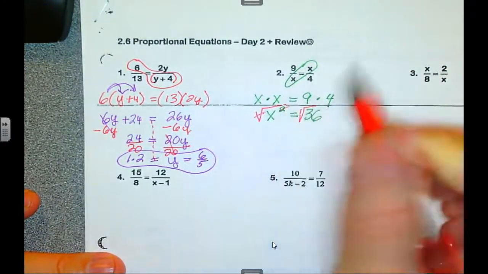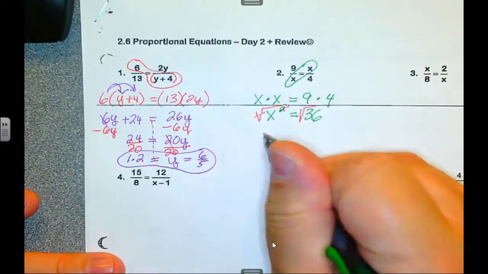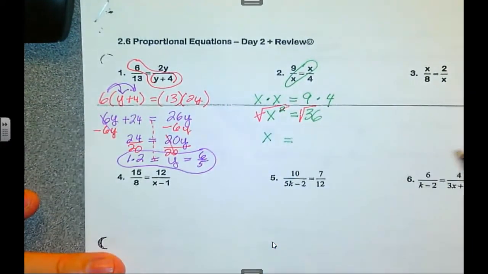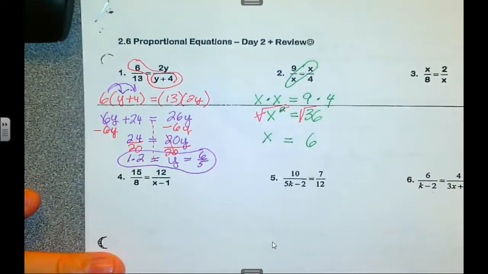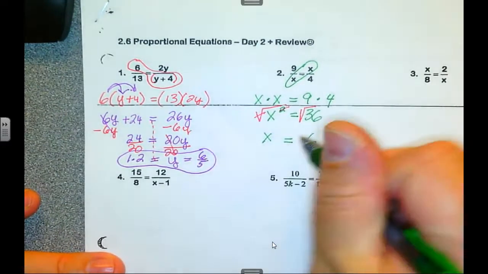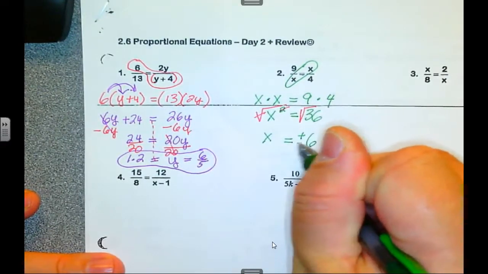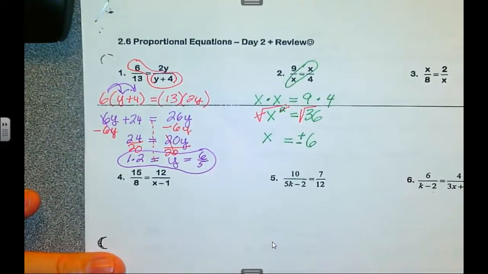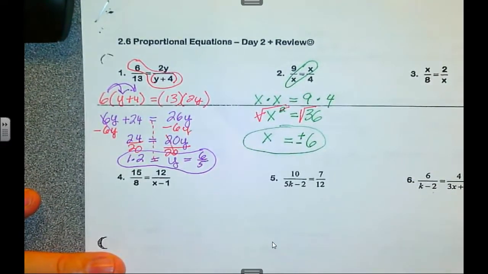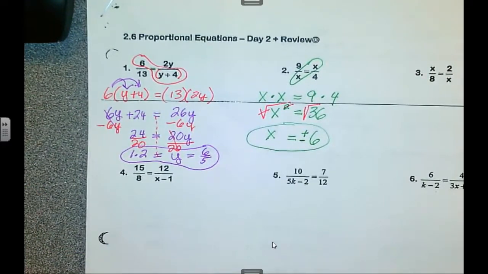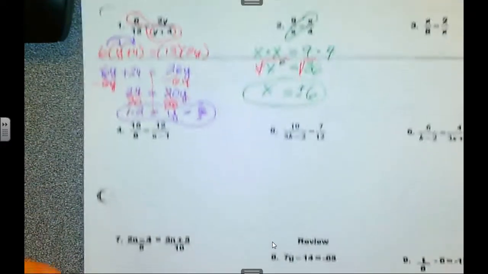Good, Jasmine. So I get x. What's the square root of 36? 6. Okay, be careful. I don't know if I'm talking about positive 6 times positive 6 or negative 6 times negative 6. So I'm going to put the plus minus sign to include both of those situations. I think you can get the rest.